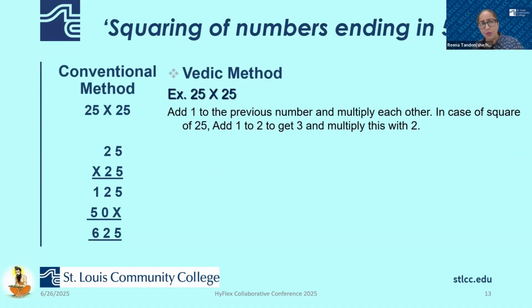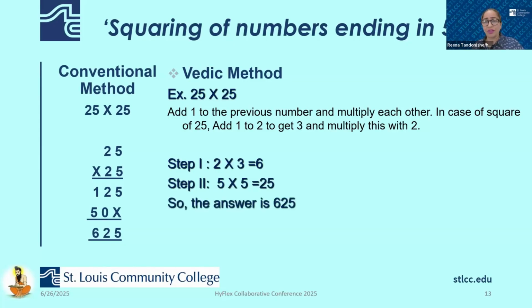We are adding one to the previous number. Like you have a 2 here, right? And if you add 1 to the 2, that is 3. So when 2 is multiplied by 3, that is 6. And step 2, 5 multiplied by 5 is 25. So your final number is 625. This will be applicable every time if you have a number ending with 5.